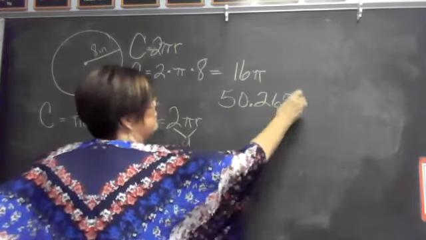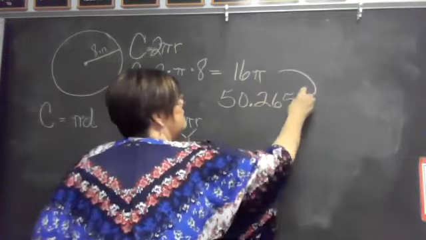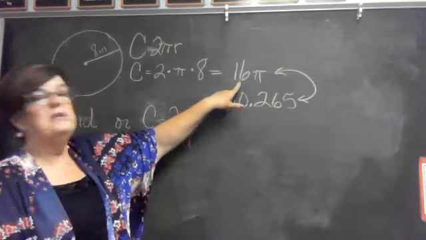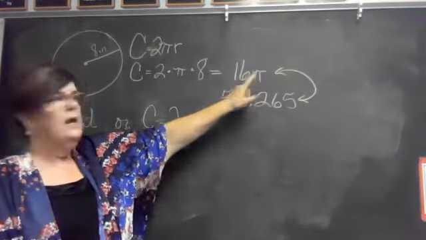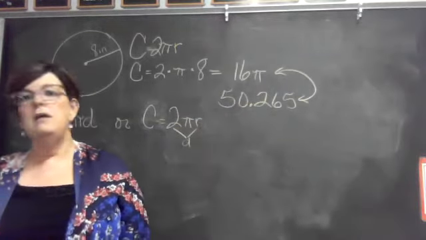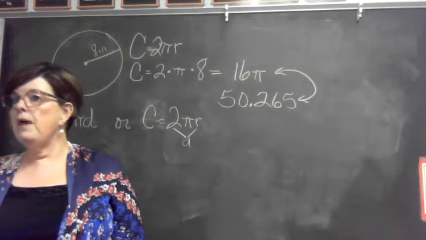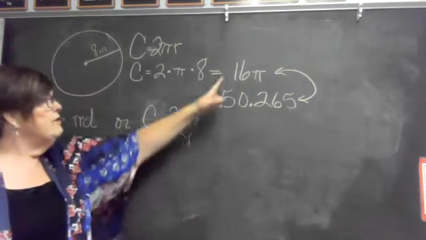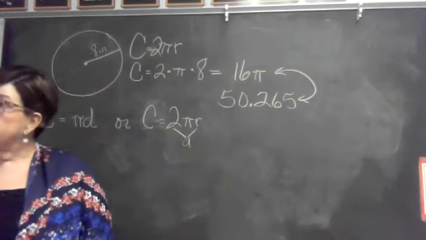50.26548,246. Okay, these mean exactly the same thing. Your calculator just took 16 times what pi is equal to and got this. Now, if you say, no, I needed terms of pi, hit the toggle switch again, and it should go right back to 16 pi. So whichever answer you use is going to depend on what's in the multiple choice.